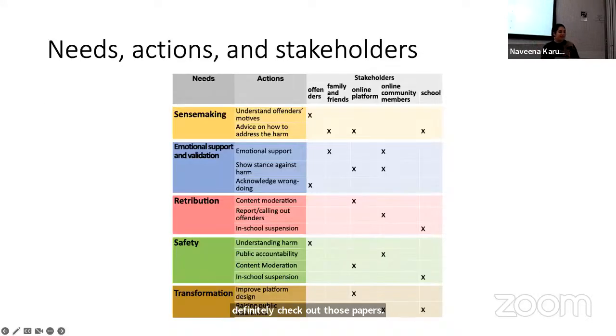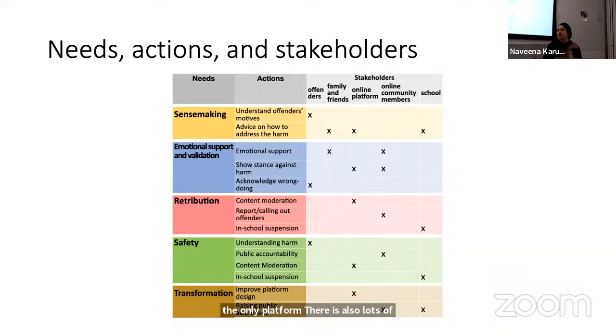But one of the things that I mentioned is, so this is a paper that just came out at CHI, thinking about, okay, what exactly are the needs of people who are harmed online, starting with adolescents. And we've sort of created this categorization of the different types of needs: sense making, emotional support and validation, retribution, safety, and transformation. And then we started asking, what actions can meet each of these needs, and who are the stakeholders, who are the people who we might be able to use or get help for each of these needs. One that people are often interested in is the online platforms column. So what are the needs that the online platform has an obligation to meet and can actually meet? But there's also lots of other stakeholders as well.